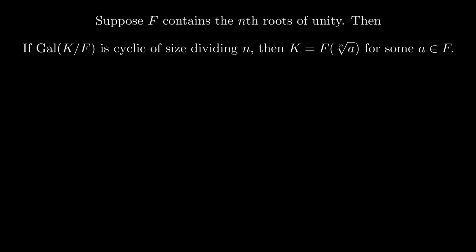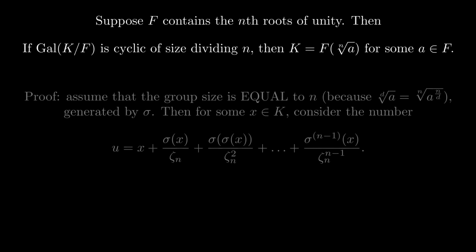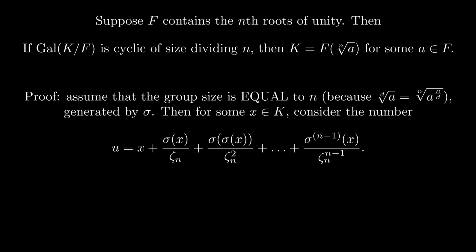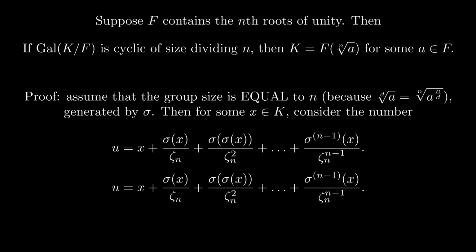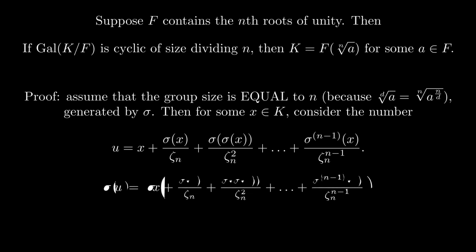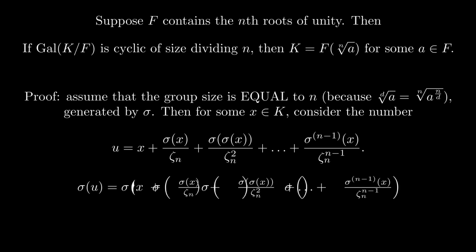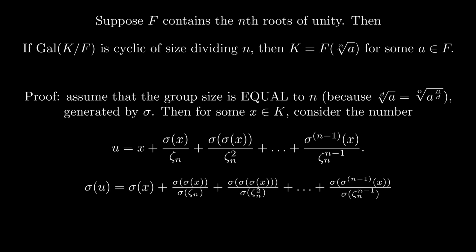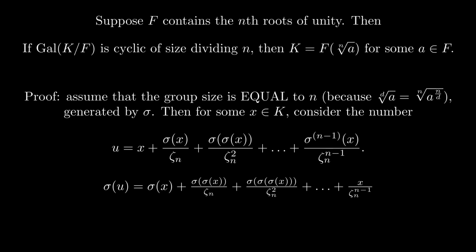What we need to do is start with any cyclic Galois extension and produce an nth root of something in the bottom field that generates it. So let's take this number u here. It's the sum of x and sigma x over zeta n and sigma squared x over zeta n squared, all the way up to the n minus first composition of sigma of x over zeta to the n minus 1. Why this number? Well, let's take it and apply sigma. Sigma pulls through addition and division, and since zeta n is in f, sigma leaves it alone.